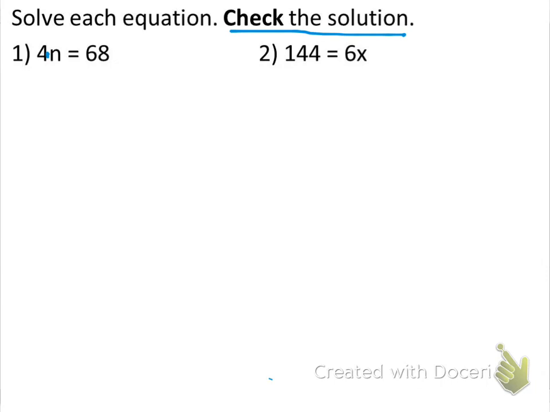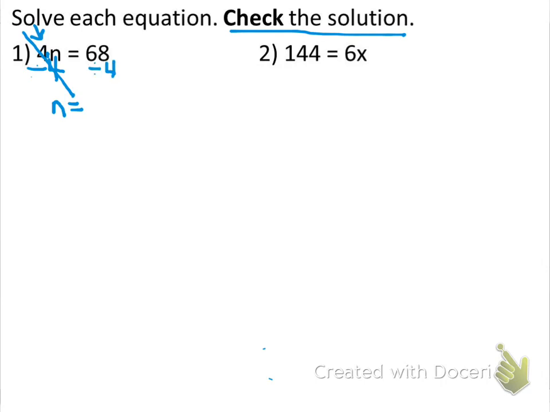Okay, now we need to get n by itself. What can we do? What's in the way? What's in the way is this 4 right here. So we need to get rid of the 4. To get rid of the 4, we're going to divide by 4, because 4 divided by 4 gives us 1, and 1 times n is just itself. So we can then cross out these 4's, and all that will be left on this side is n. Whatever we do to the one side, it's like a mirror. We need to do the same thing to the other side. So we're going to divide our 68 by 4.